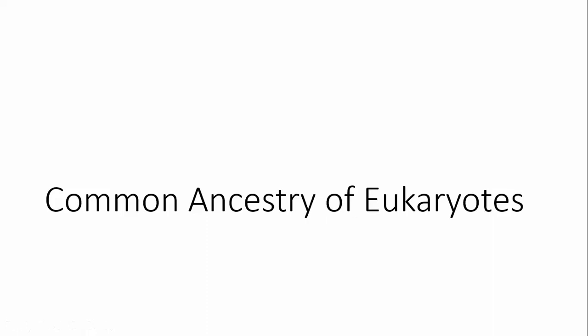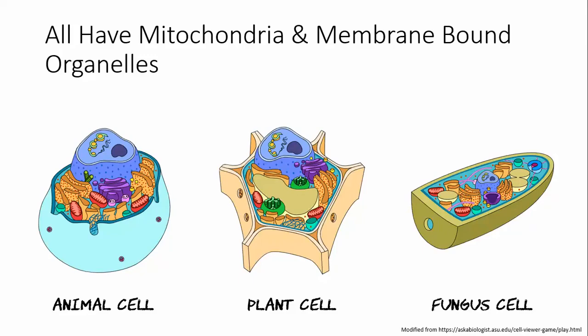Speaking of common ancestry, all eukaryotes also have a common ancestor. Sometime after LUCA, probably about 1 billion years or so, the first eukaryotes arose, and we all share a common ancestor. You can see this because we all have similar structures. We all have, for example, mitochondria. There it is in the animal cell, plant cell, and a fungal cell. We all have nuclei.